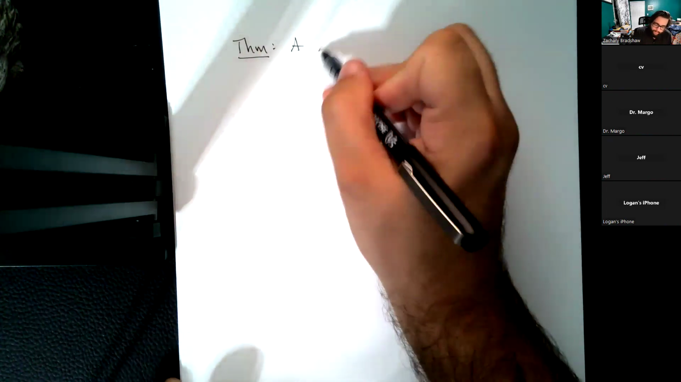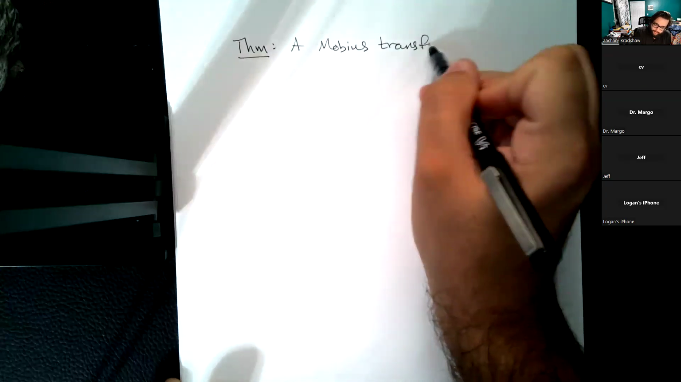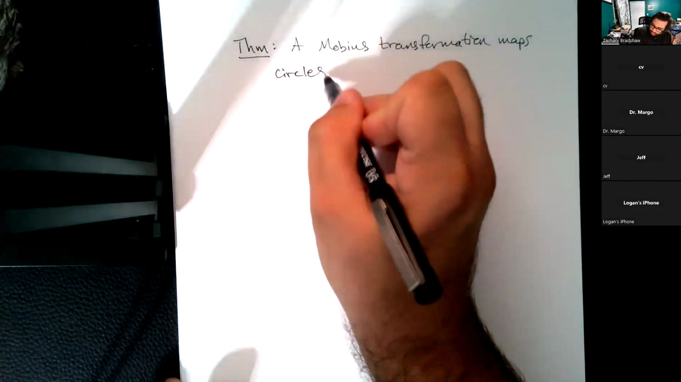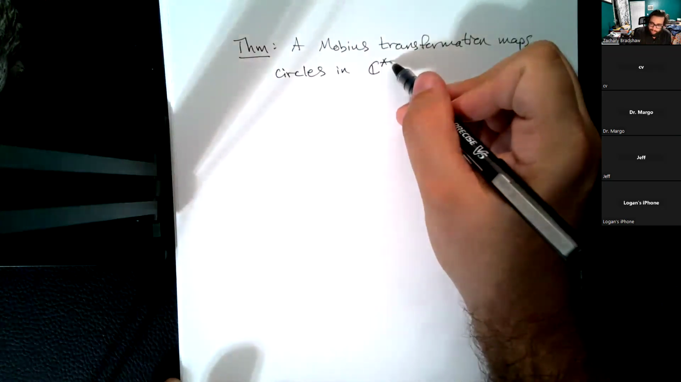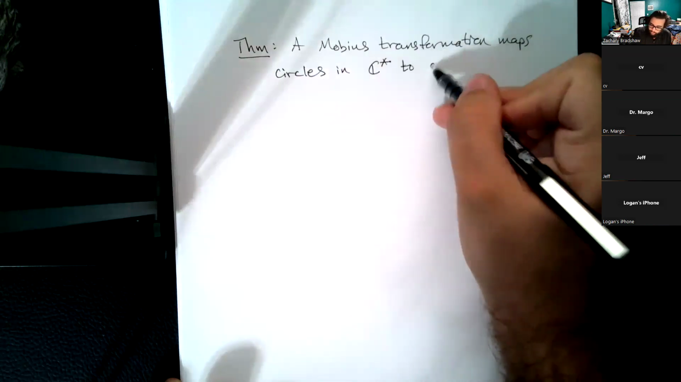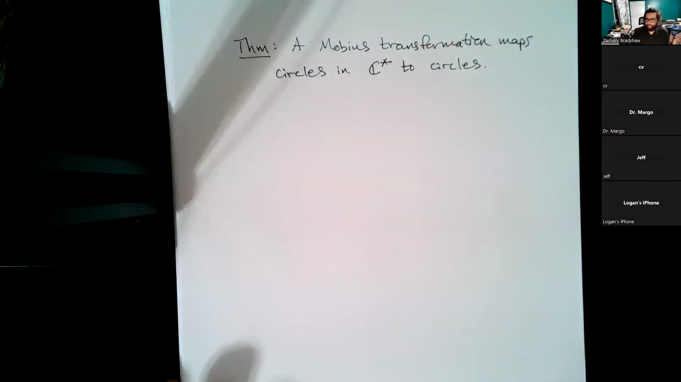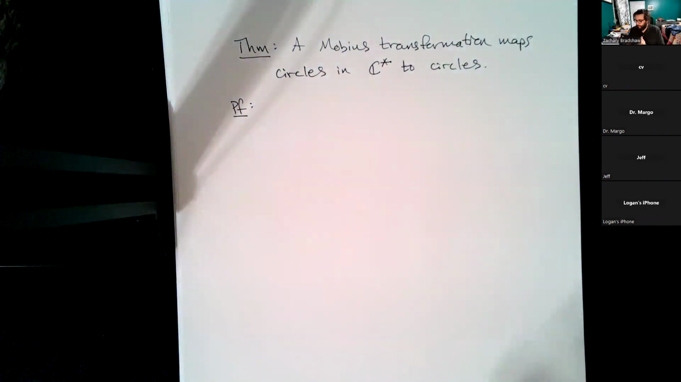It tells us that a Mobius transformation maps circles in the extended complex plane. So remember that includes lines, to circles. All right, so this will be our last thing today. Let's go ahead and prove this.